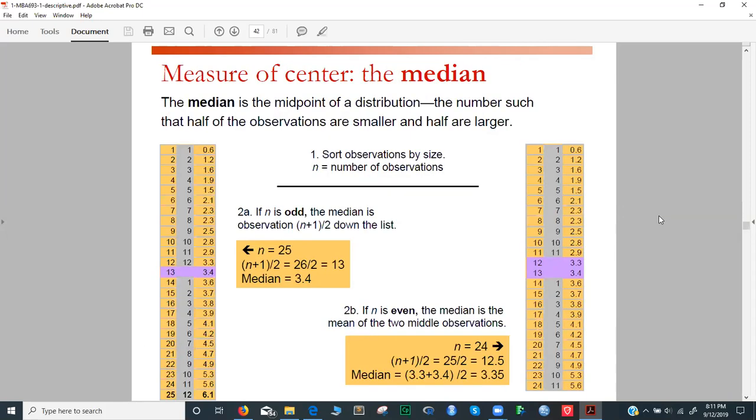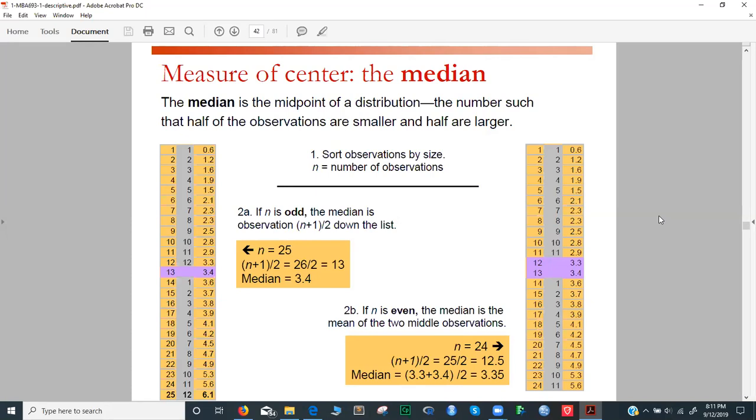All right, now let's talk about center of mass or the median. The median is the middle one. You can see on the left-hand side, we have a data set that has 25 entries. Real simple. When you have 25 entries, you just take the middle one, the 13th one, because there's 12 on the top, 12 on the bottom, and 1 in the middle, and it's 3.4.